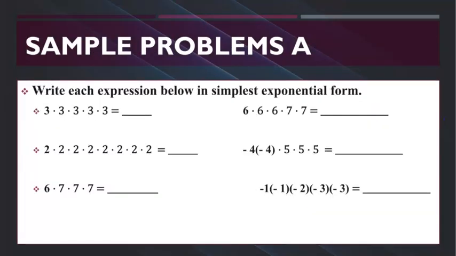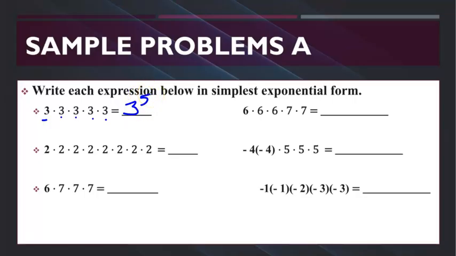Here we're going to write each expression below in simplest exponential form. Right now it's in factored form. We can see that we have 3 being used as a factor, so that's going to be our base. And we have 1, 2, 3, 4, 5 3s, so that'd be 3 to the 5th power.